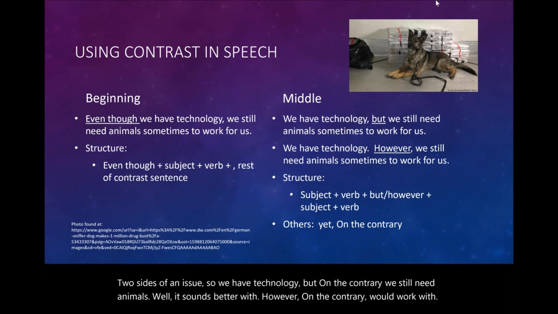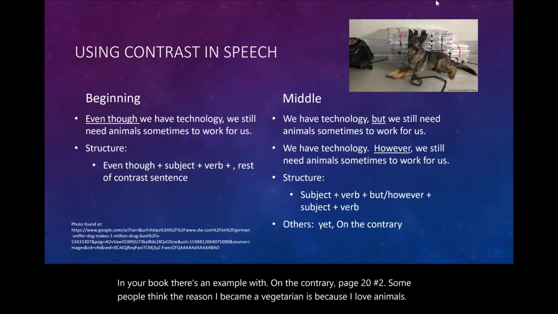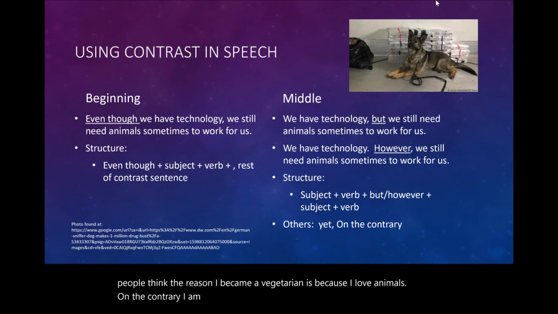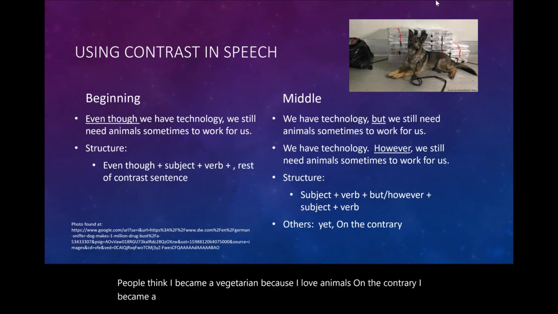Actually, in your book, there's an example with on the contrary. Page 20, number 2. Some people think the reason I became a vegetarian is because I love animals. On the contrary, I am a vegetarian for health reasons. So it's kind of like giving us a surprise, something that's not expected. People think I became a vegetarian because I love animals. On the contrary, I became a vegetarian for health reasons.